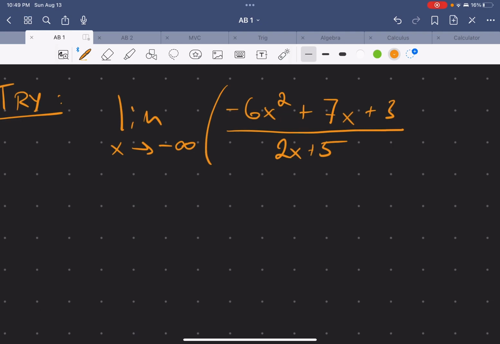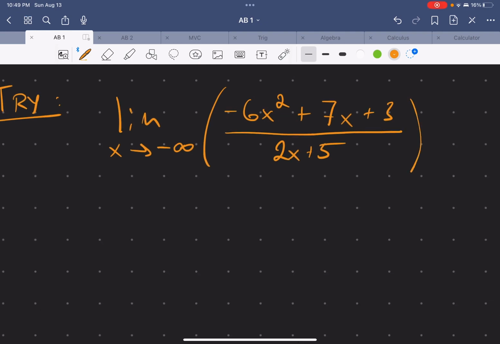All right, so try this one on your own. Try to figure out the limit as x goes to negative infinity of this rational function. And then go ahead and pause the video and give it a shot.